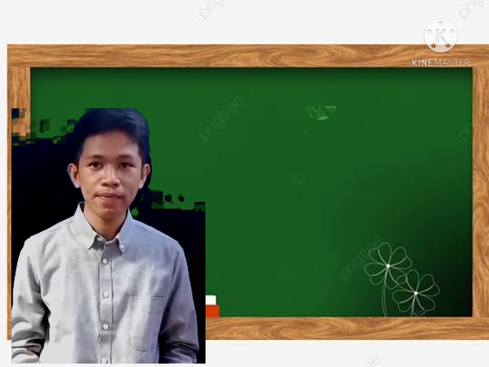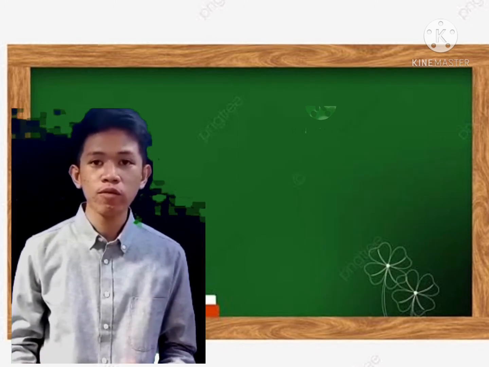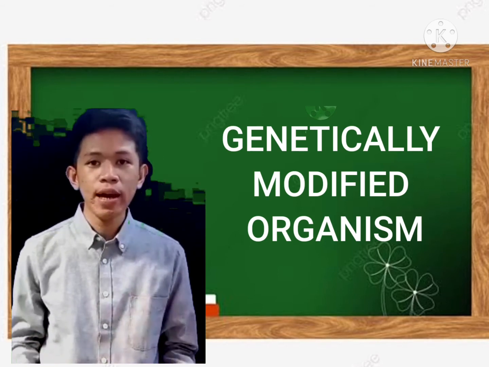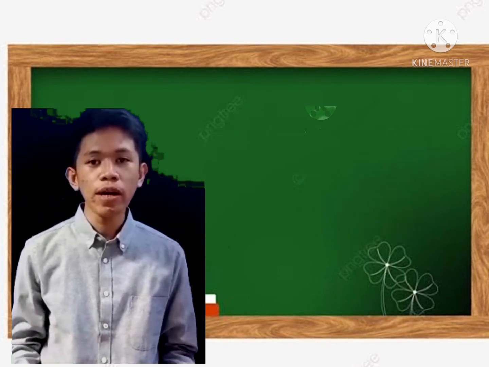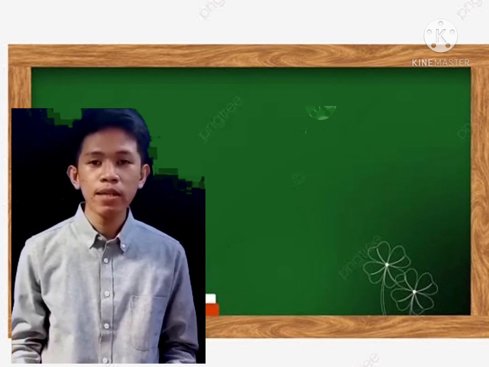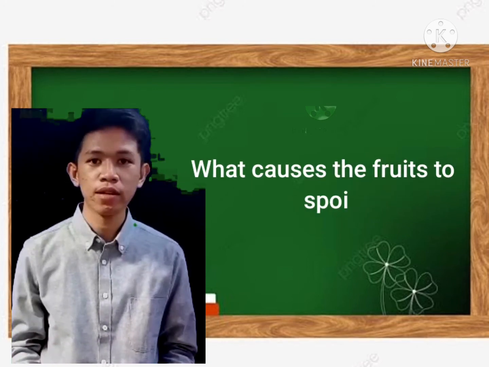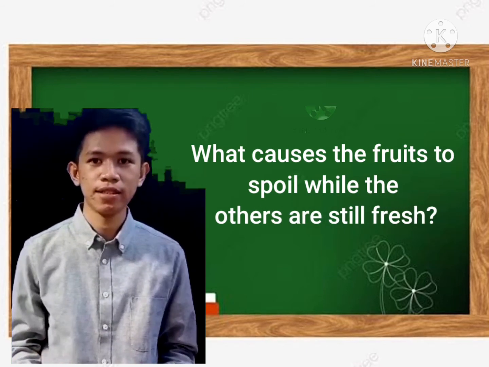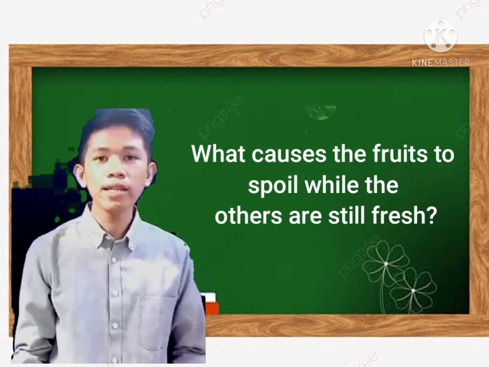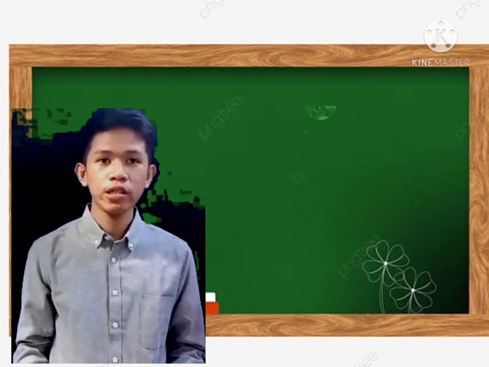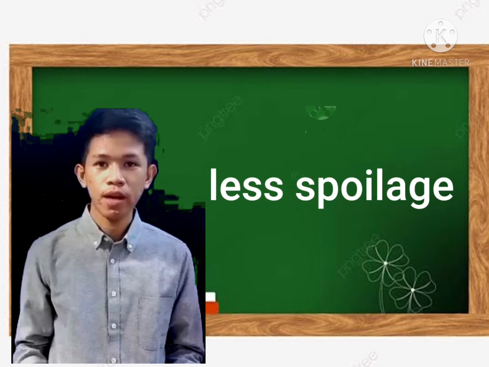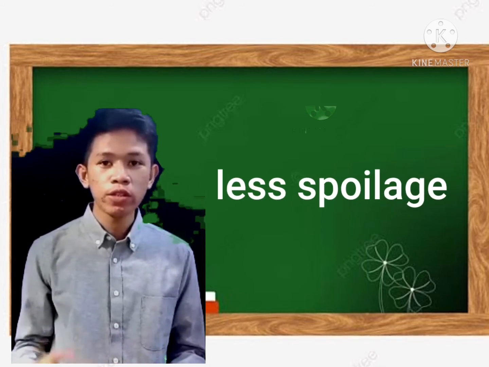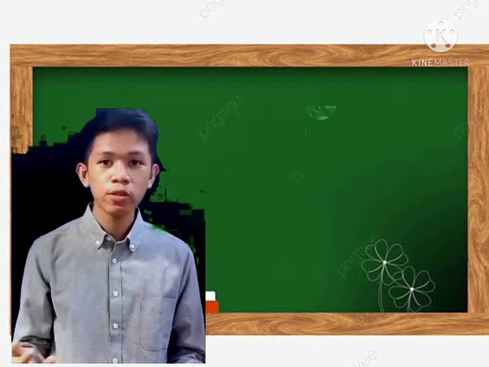Well, let's see. Accordingly, GMO stands for... Very good. GMO stands for genetically modified organisms. Now who can tell the class what are the problems that we raised earlier? Very good. So what do you think is the answer to that? Very good. Now who can tell the class some advantages of GMO? Very good. Less spoilage. We use GMO so that fruits will not get rotten or spoiled.